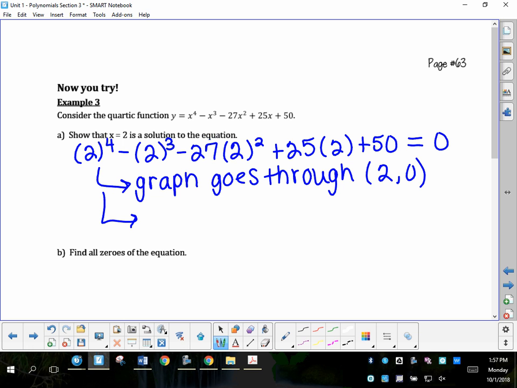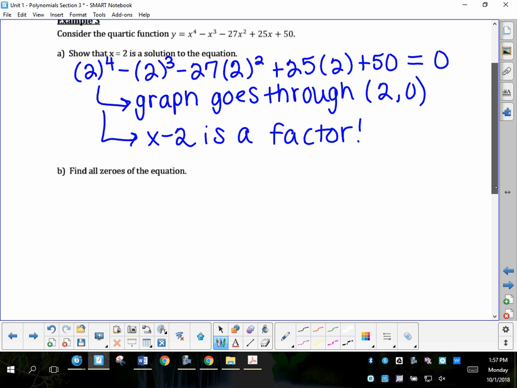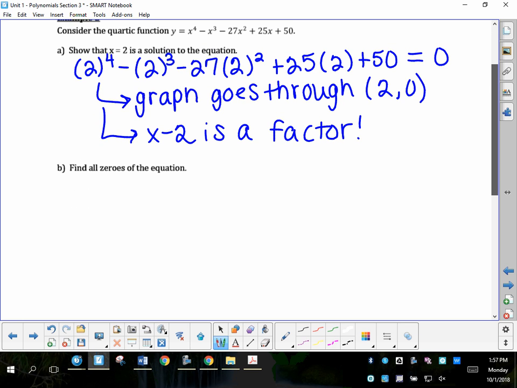There you go. We know that x minus 2 is going to be a factor. If we don't know that, make sure you're getting there. Do we have questions on A? Find all the zeros of the equation. How many zeros are there going to be in question B?